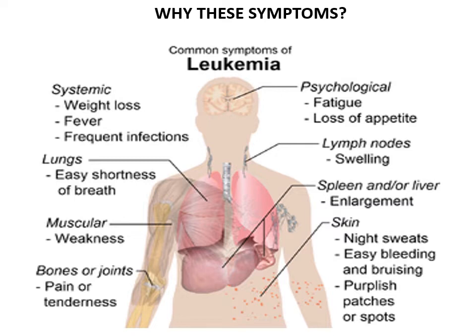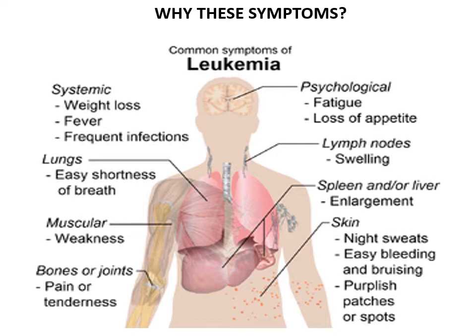So if we look at some of these symptoms, fever and frequent infections for sure, because the white blood cells are really ineffective. Even though you have tens of thousands of them as a white blood cell count, they're not really infection fighting white blood cells because they're cancerous.